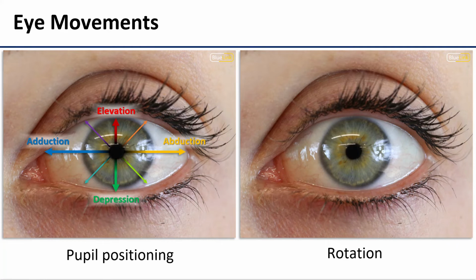The other movements of the eye that you're probably less familiar with are going to be rotational movements, or movements that spin the eye around the pupil. Rotation inward is intorsion, and rotation outward is extorsion. These rotational movements happen because of the angle that some of those extraocular muscles grab the sclera at.